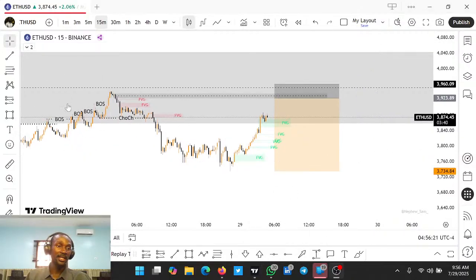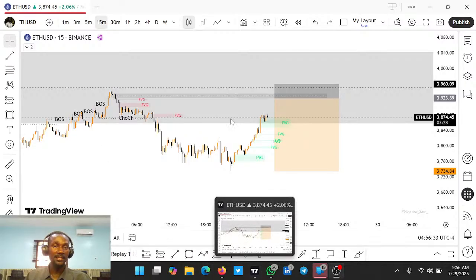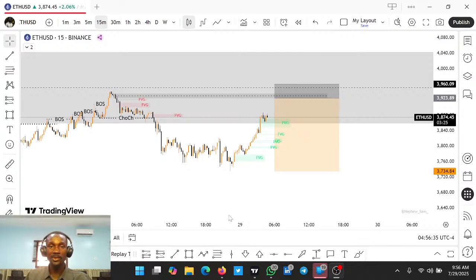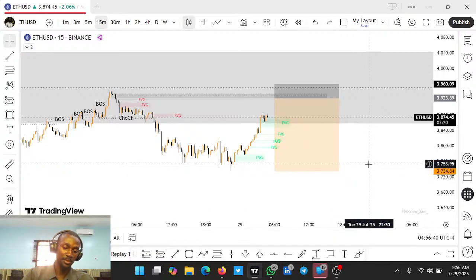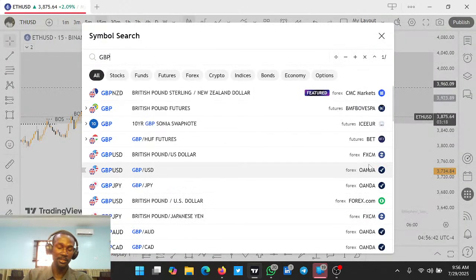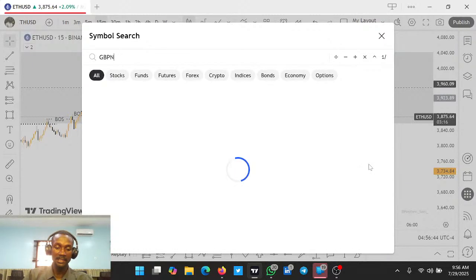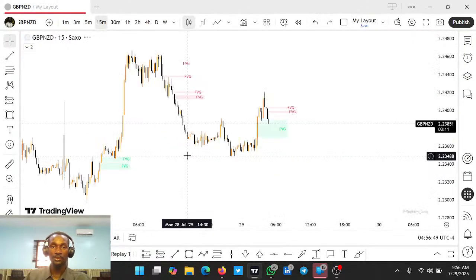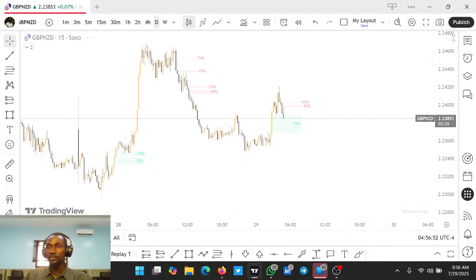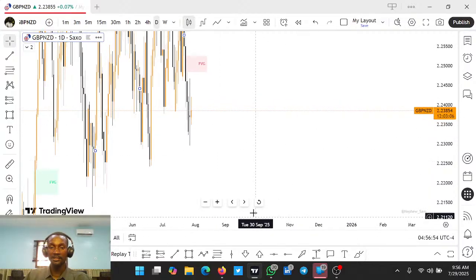So what pair should I analyze again? Someone said, Jamabu said I should analyze GBP NZD. Okay, Jamabu, let's check GBP NZD. So Stephen, Ethereum is a sell. Jamabu said we should analyze GBP NZD. Okay, so let's look at GBP NZD.